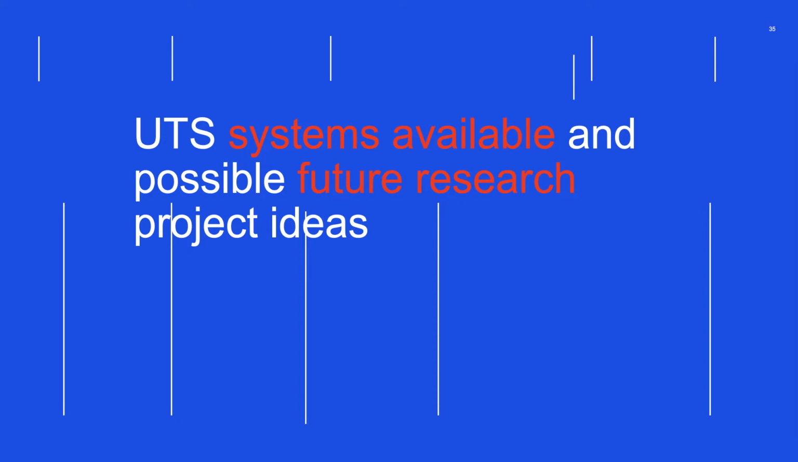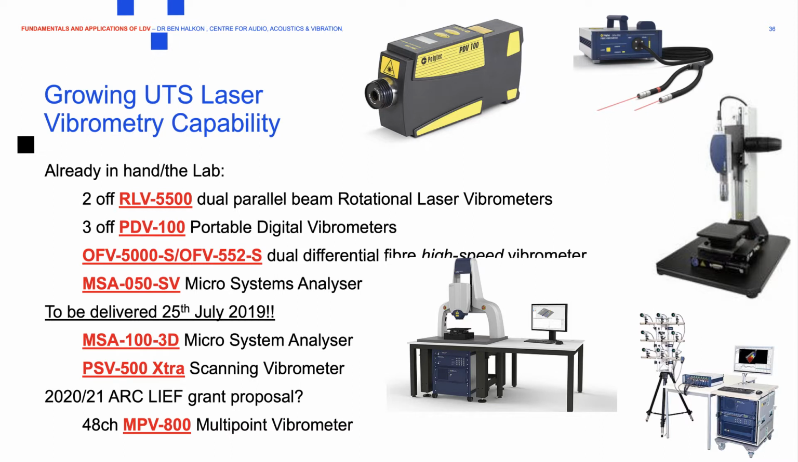What might we do in the future? Here are a few ideas that I've popped in here, and before I do that, just to give an idea as to what the capability is that exists currently and in the future at UTS. We already have in hand or in the lab these 7 systems, 3 of which we use in teaching and learning already. We've got one of these, and a couple of rotational laser vibrometers as well.